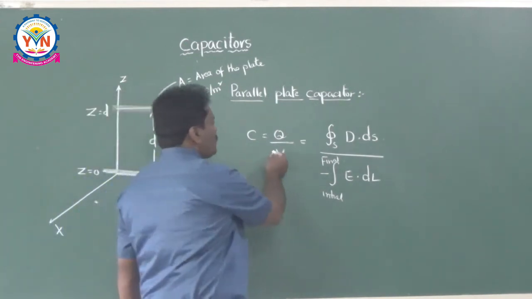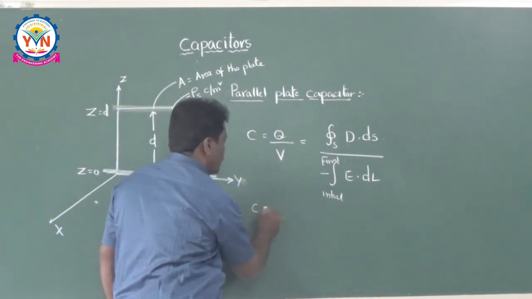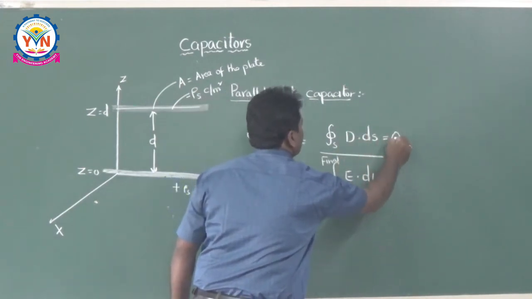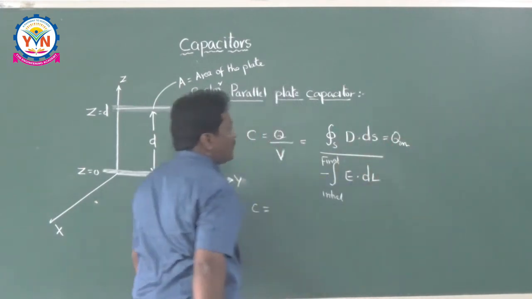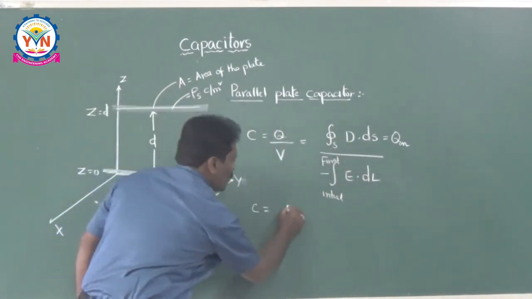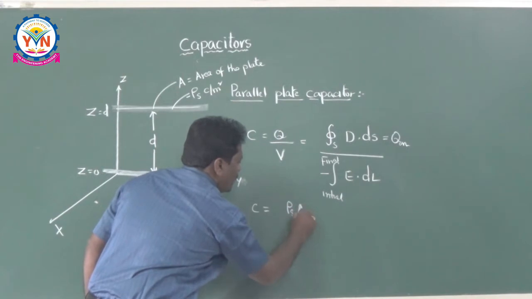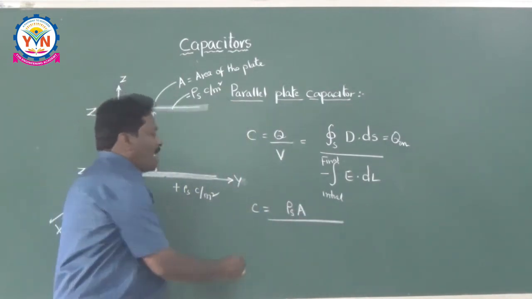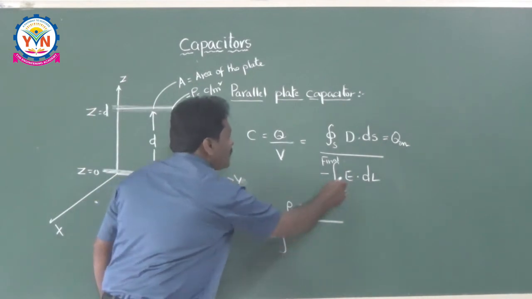Now, what is here? C is equal to closed surface integral of D dot dS, which is the charge enclosed. This is nothing but the Gauss law. So, what is the charge enclosed here? Rho s into A, coulomb per meter square into area, nothing but coulombs, divided by minus integral E dot dl.